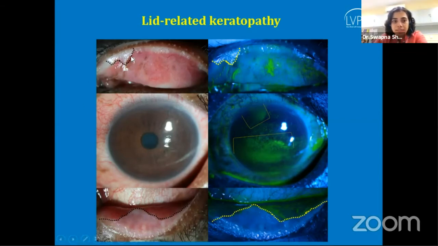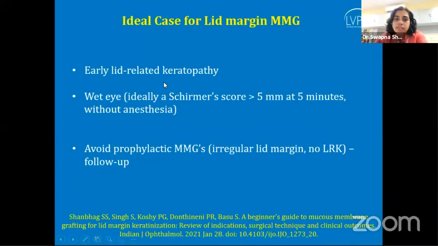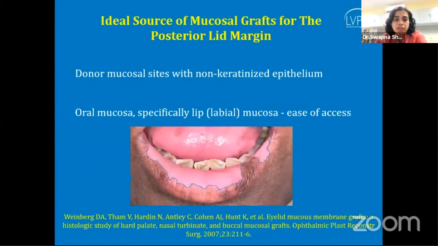And if a patient has lid margin keratinization associated with lid-related keratopathy, then yes, a mucous membrane graft is definitely required. So what is the ideal case for lid margin MMG? Early lid-related keratopathy with not very severe corneal changes, a wet eye with a Schirmer's of ideally more than 5, and these are the best cases. And we should ideally avoid prophylactic MMGs where there is no lid-related keratopathy, and keep these patients on close follow-up, and then assess if lid margin MMG is required.